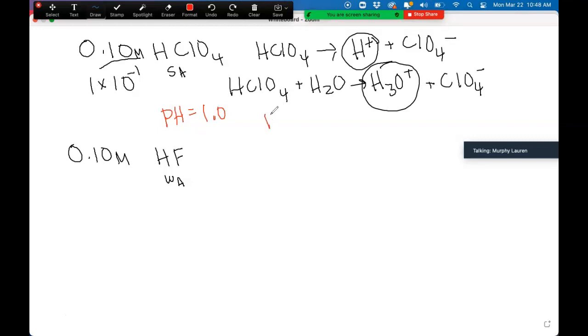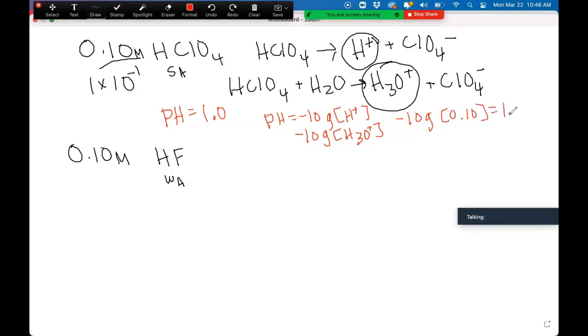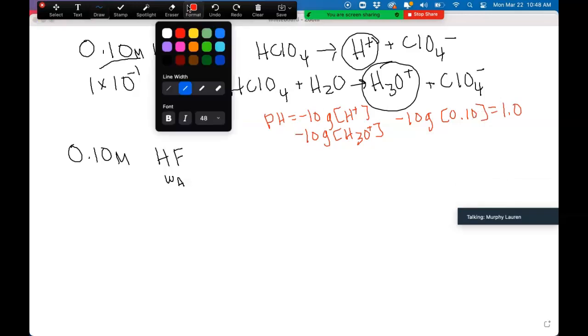Now the long way is this: pH is opposite log of the hydrogen ion concentration. Or it could be opposite the log of H3O plus. These mean the same thing, okay? So you do opposite the log of 0.1 and you get 1. And the question becomes, why can I do this? Well, I can do this because strong acids are assumed to 100% ionize.